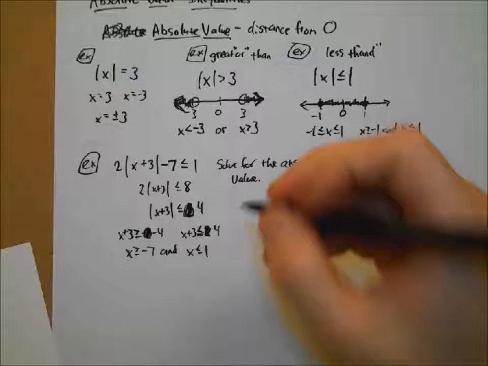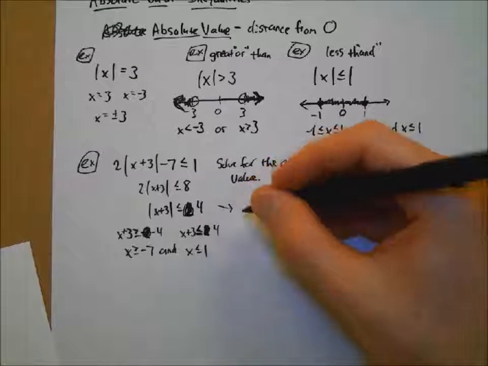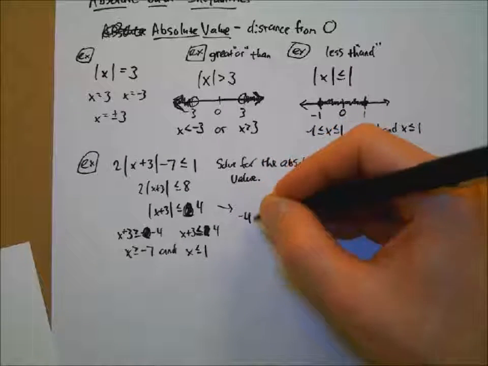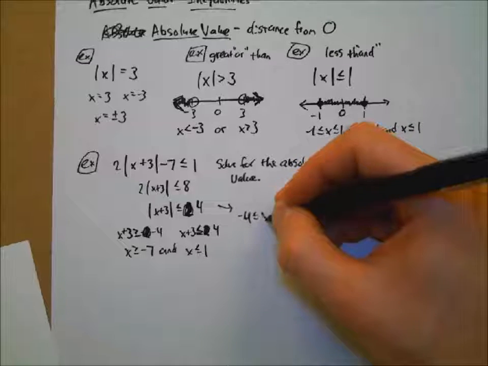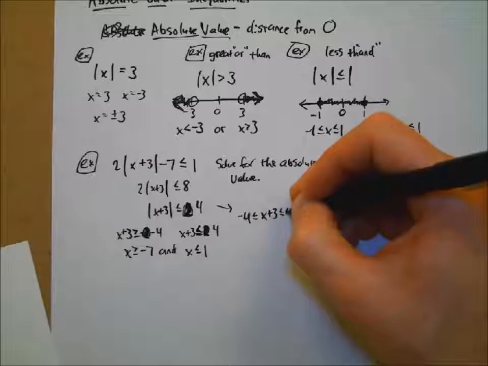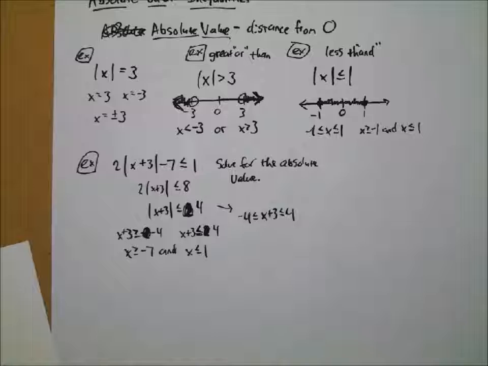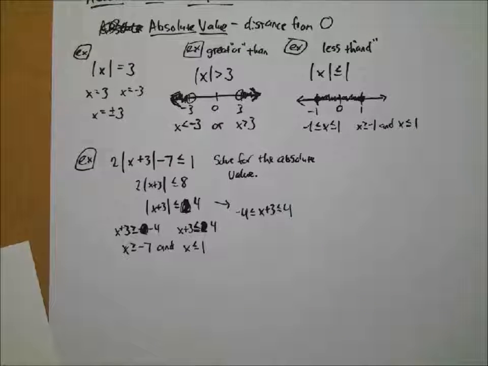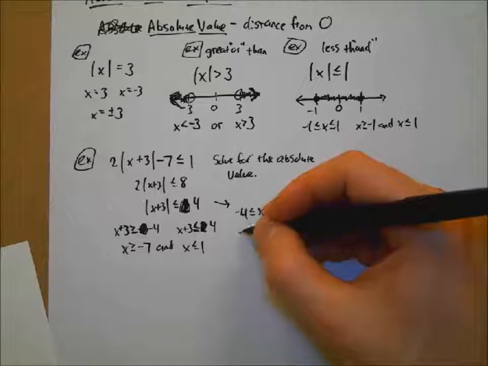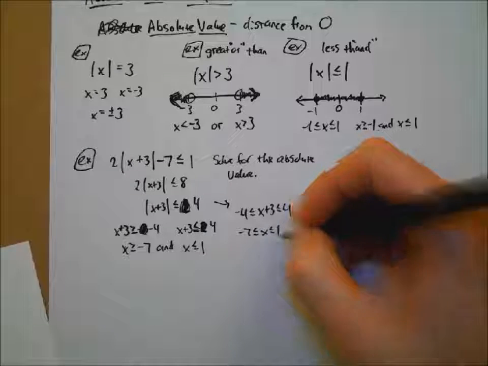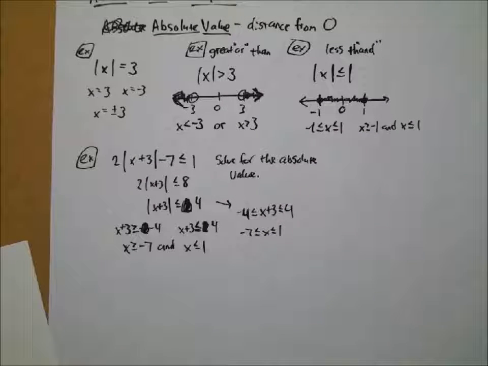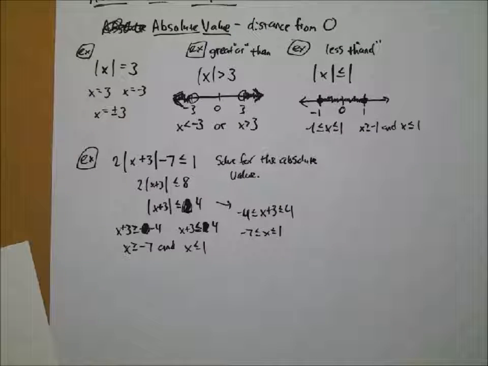If you'd like, you could have done this as a compound inequality, a combined kind of compound inequality, like so. We have negative 4 less than or equal to x plus 3 less than or equal to 4, and then you could subtract 3 on all sides and get it this way instead. But they both mean the same thing. So our solutions then are between negative 7 and 1.